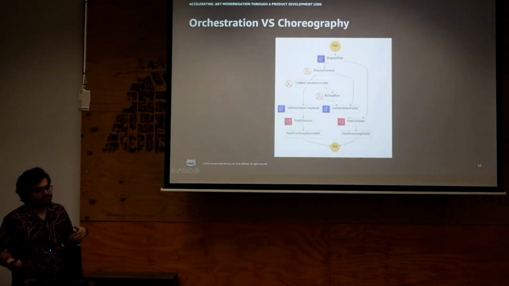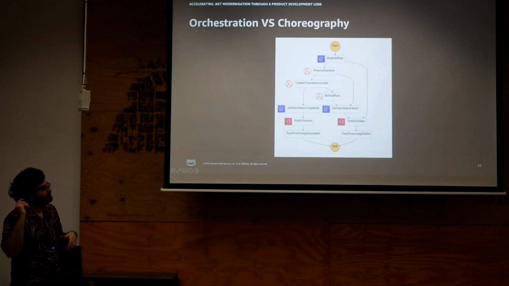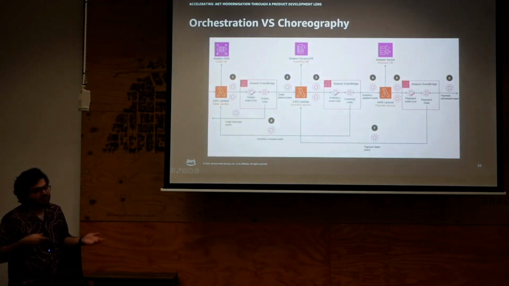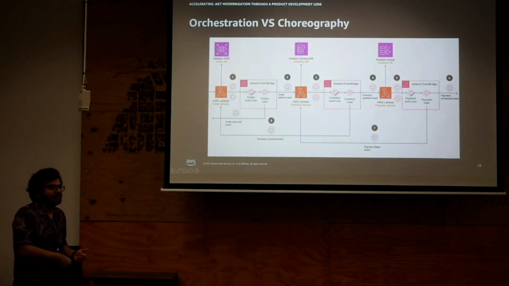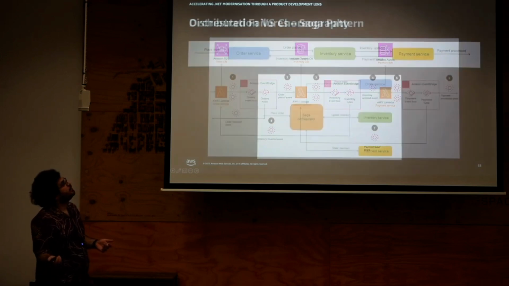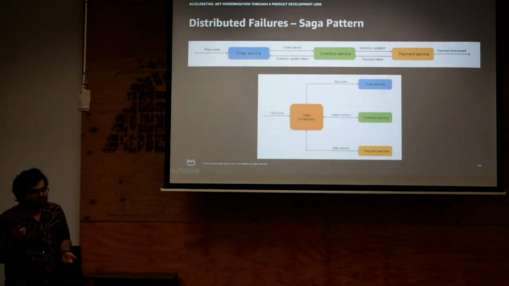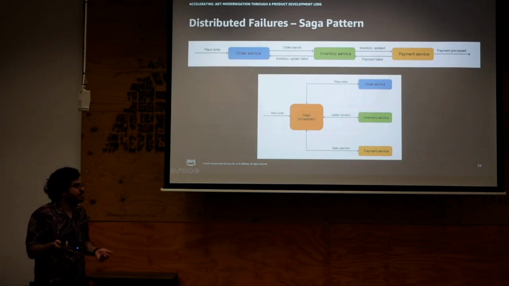If people haven't used this before, I'm sure here at an AWS Meetup people have at least seen one ASL, Amazon States Language state machine. This is an example of what EventBridge would look like with different services producing events and other services reacting to it. But what I'm more interested in is distributed failures and how to handle them, right?